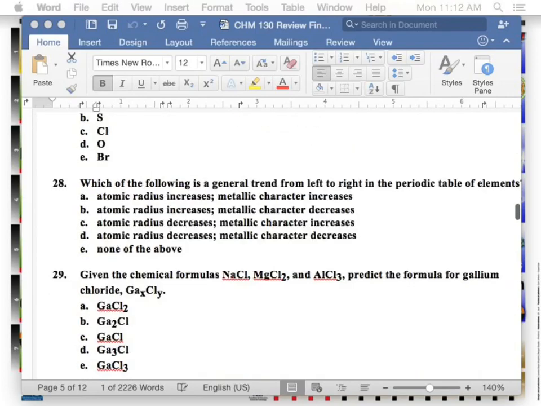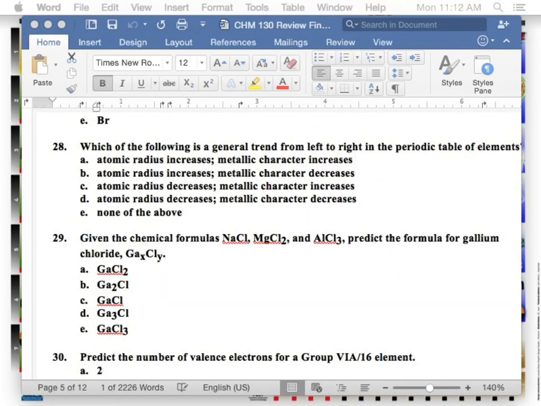28. Which of the following is a general trend from left to right on the periodic table of elements? This is another one from exam 1 where you just draw the arrows on the periodic table and you're done. Admittedly, I would probably have skipped this question. Yeah, you're like, but it's easy. Yeah, but there are so many words. It would just confuse me.